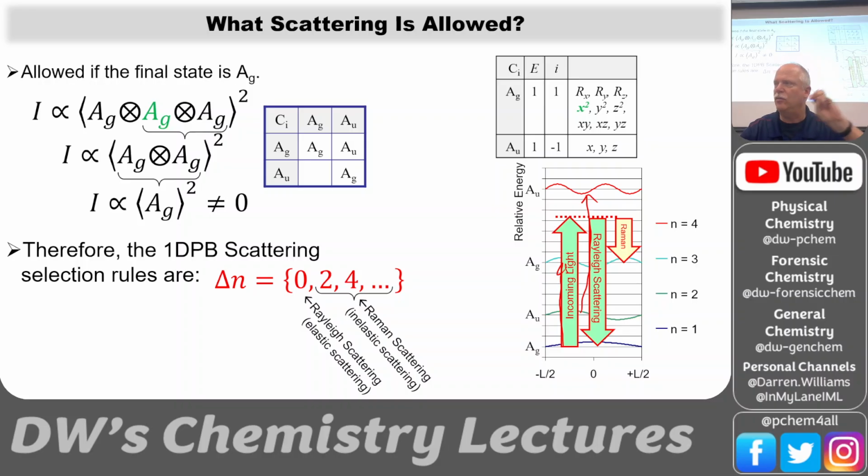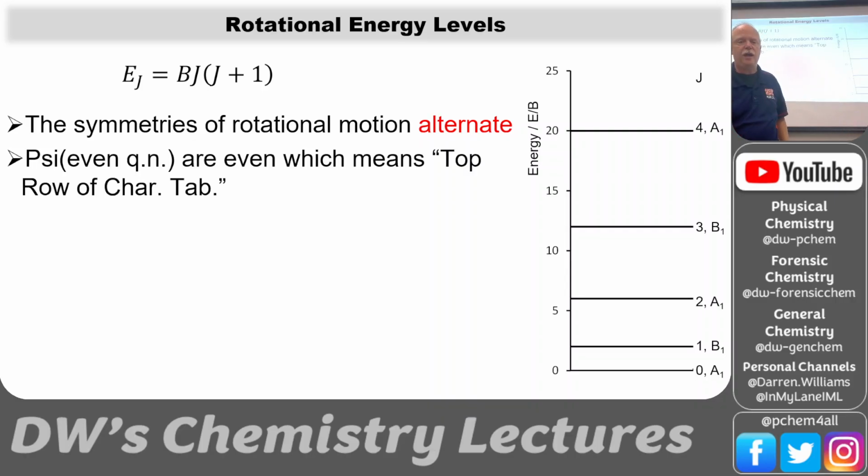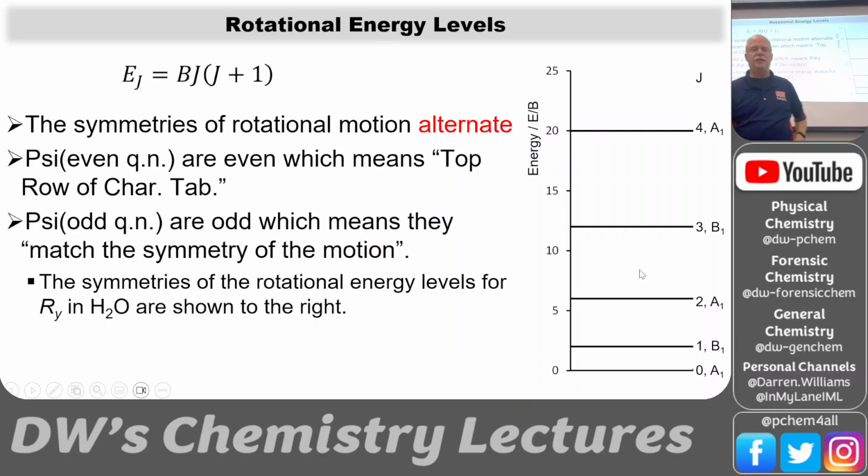Now let's get into the 3 spectroscopic techniques we've talked about so far. We talked about rotational motion. And so here, put a star by this line, okay? For rotational energy levels, the even quantum numbers are even symmetry. They're top row symmetry. So in their energy level diagram, notice when J equals 0, I have A1. When J equals 2, I have A1. When J equals 4, I have A1. Okay. But when the quantum number is odd, it's the symmetry of the motion. So it doesn't necessarily have to be B1.